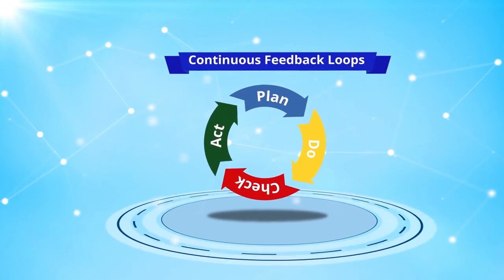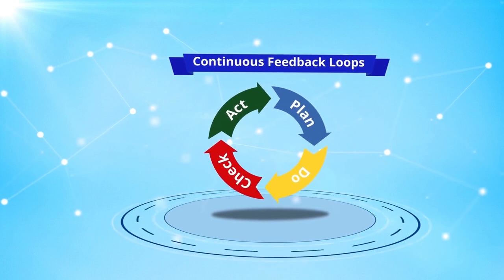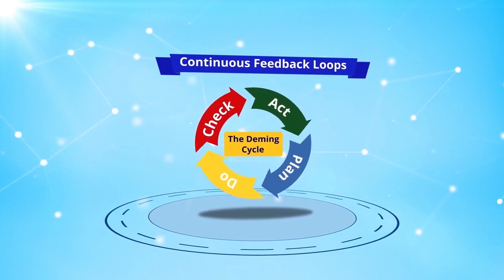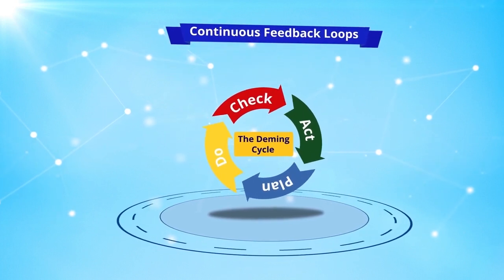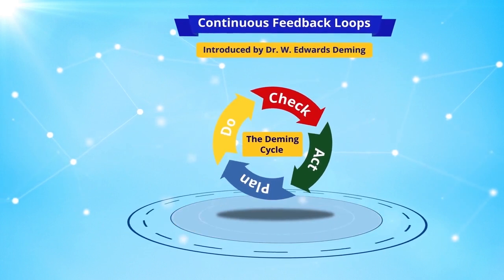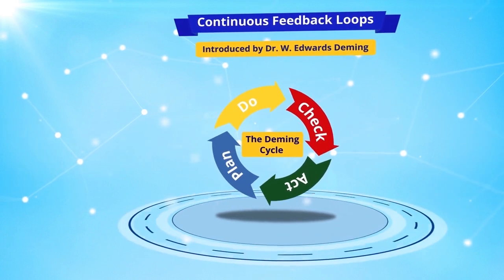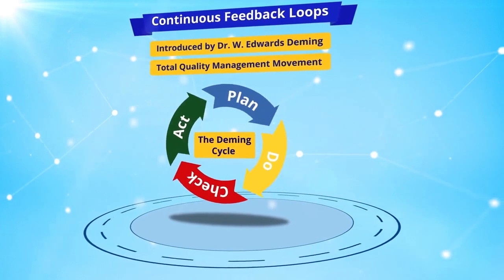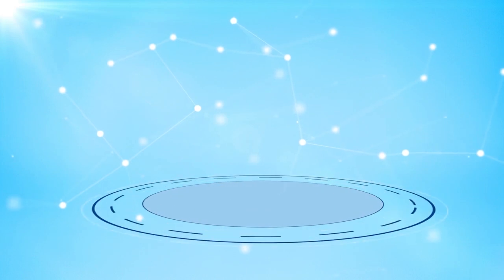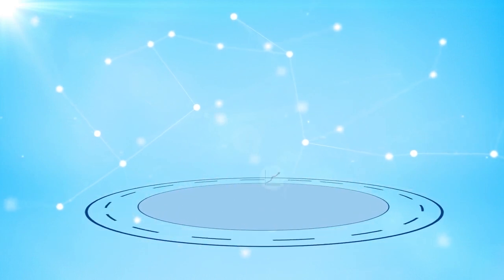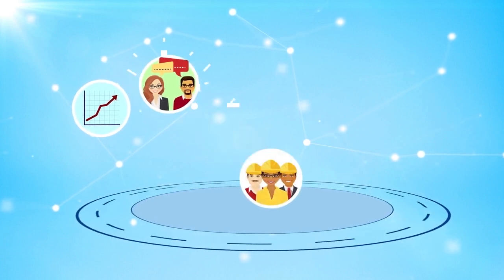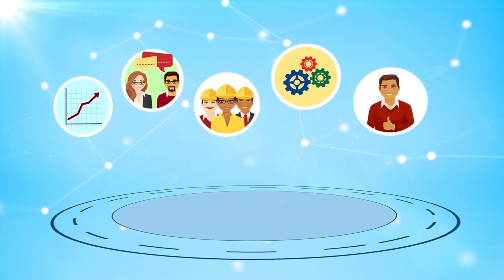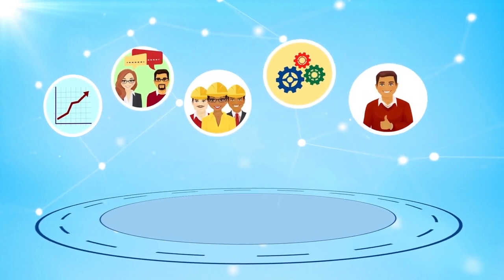Continuous feedback loops are a key part of Agile frameworks such as Scrum and Kanban, and they're based off of the Deming cycle, which is plan, do, check, act. The Deming cycle was introduced by Dr. W. Edwards Deming. Dr. Deming made significant contributions to quality and the total quality management, or TQM, movement. Through continuous feedback loops, the Deming cycle allows us to continuously inspect our performance, our interactions, our teamwork, our process, and our progress, and the effectiveness of all these things and how we can continuously be improving.